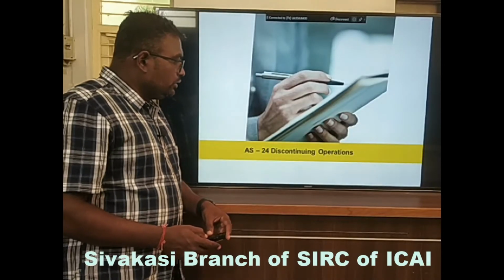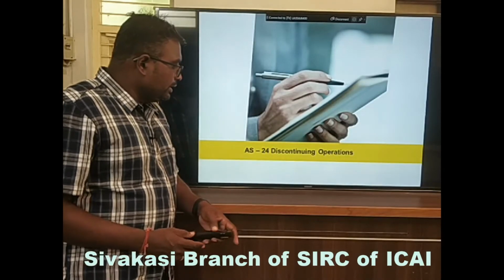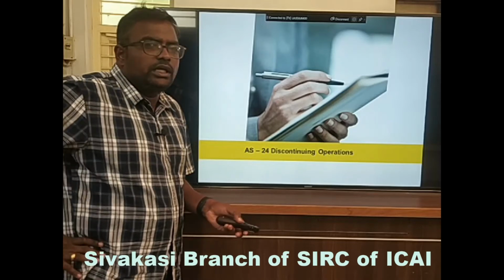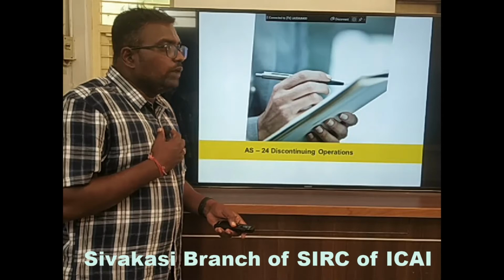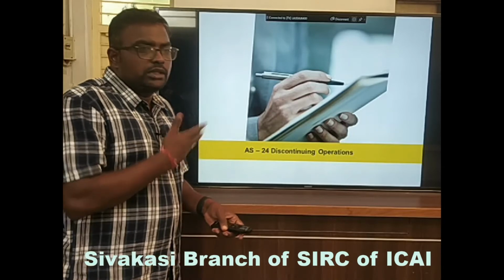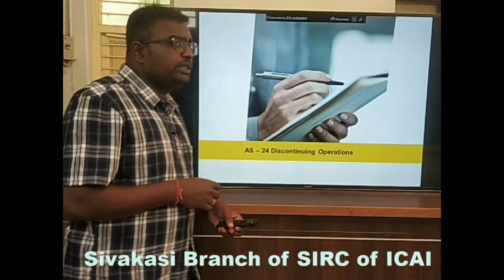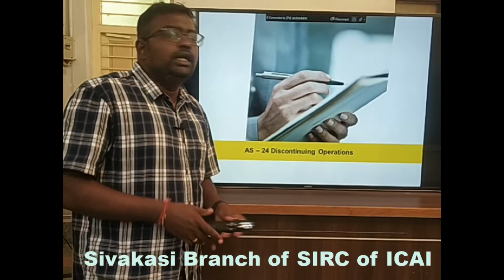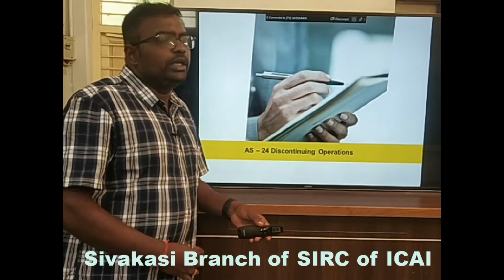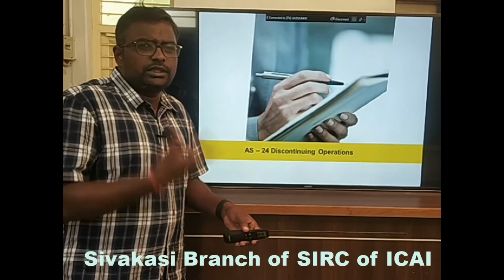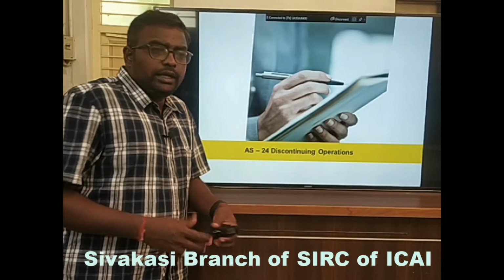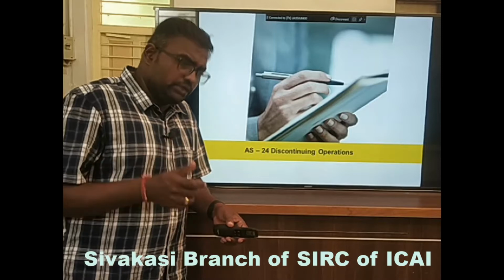So, discontinuing operations. This is a very simple standard. I don't see any problems coming out of the standard. Why is it relevant? What is the relevance of the standard? Is this standard basically asking us to show discontinuing operations? What do you mean by why it is relevant to show discontinuing operations? The name suggests it's discontinuing. Something discontinued is useful for the users of the financial statements.